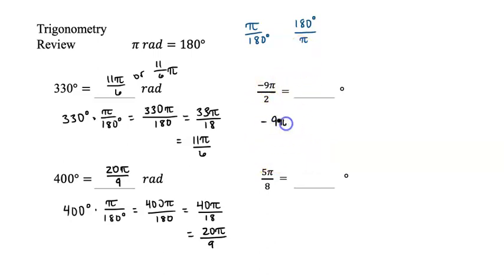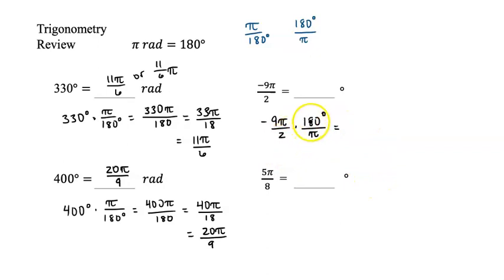Now if we want this in degrees, then we know out of these two fractions, well, we want the one with the degree symbol in the numerator because we want to keep that degree symbol. So now we've got negative 9 pi over 2, and we are multiplying that by 180 degrees over pi.